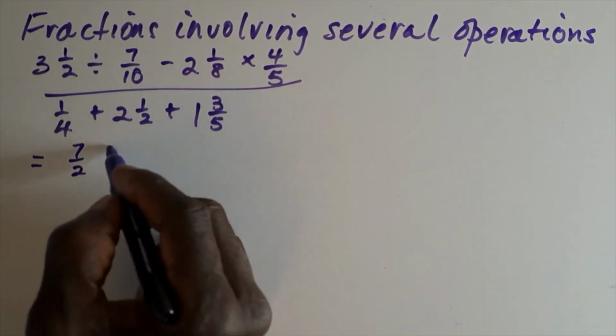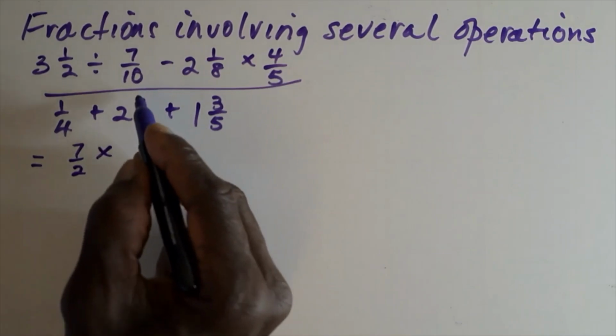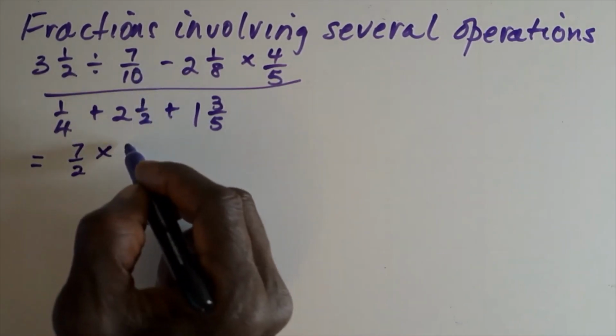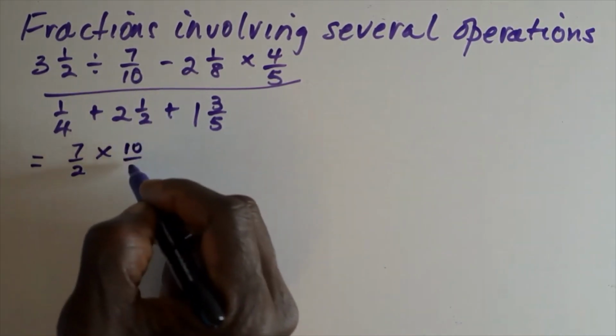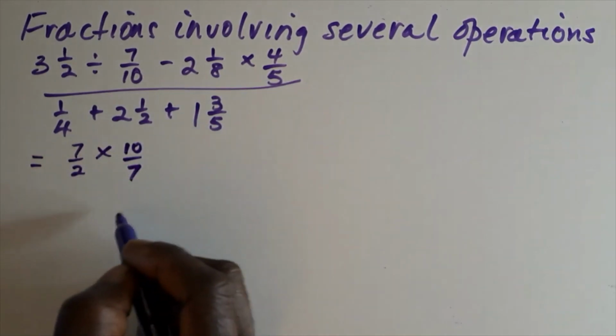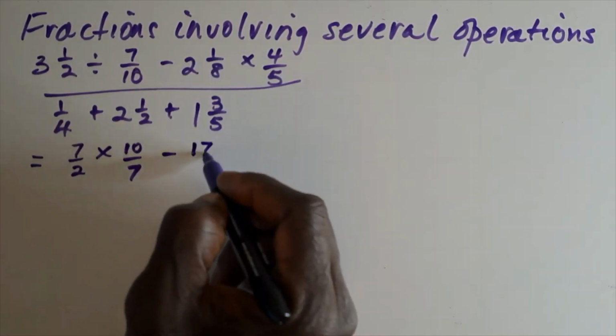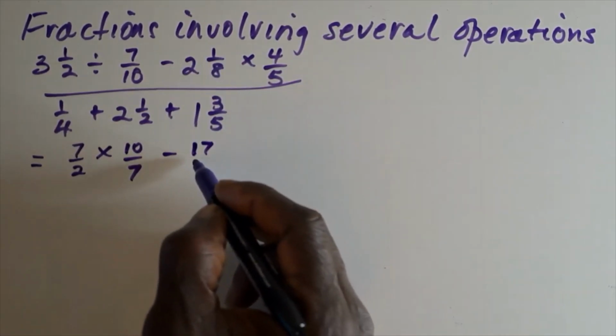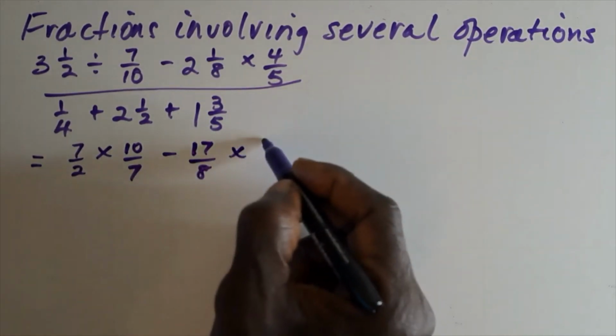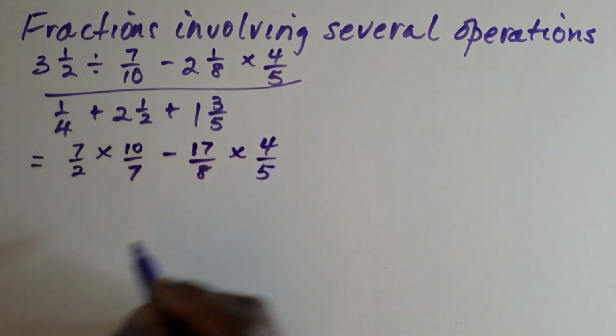Now we turn this division into a multiplication. Now it's, instead of 7/10, it's 10/7 minus 2 16 and 117/8. Now we need this as 4/5.